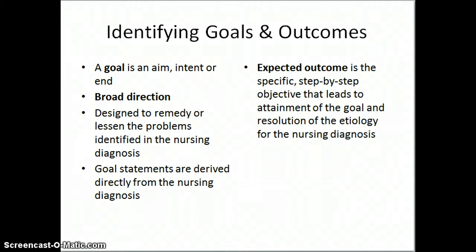When we identify goals and outcomes, we want to make sure that we know the difference between a goal and an outcome. A goal is very broad. It helps guide our plan of care. You might have a goal of graduating with your RN degree. To have an outcome, you want to be able to say, by May of 2014, I will have completed all of my nursing classes and graduate. And that is much more specific. It's very centered on what your goals are.